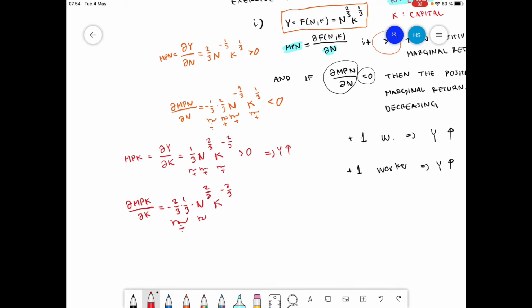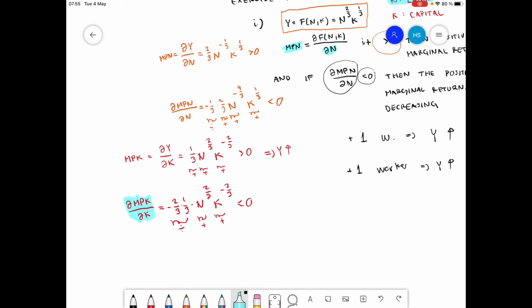This expression here is negative. Number of workers is always positive. Number of machines is always positive. This whole expression is negative. So the marginal product of capital is positive. That means that when we add one extra capital unit to the production facility, production goes up. But since the marginal product of capital is decreasing, we know that because we differentiated the marginal product of capital with respect to k. We know that the positive returns from adding one extra machine or unit of capital to the production facility is decreasing, it's diminishing.